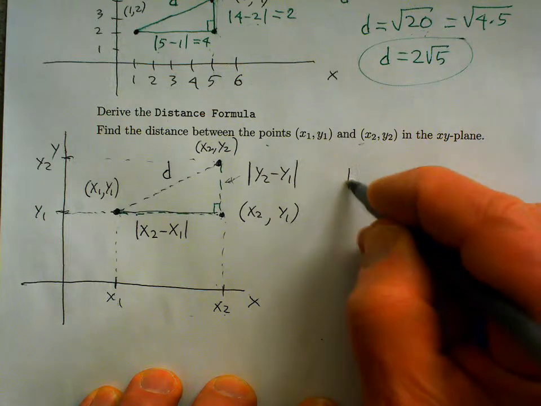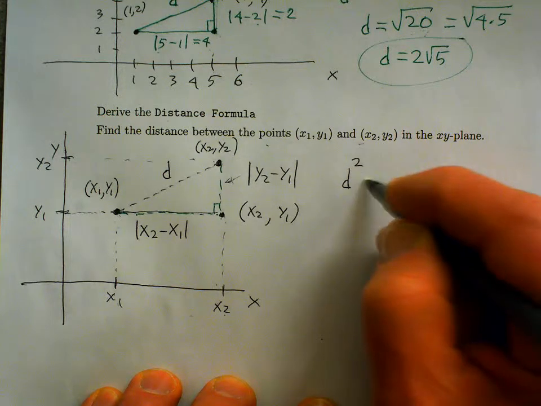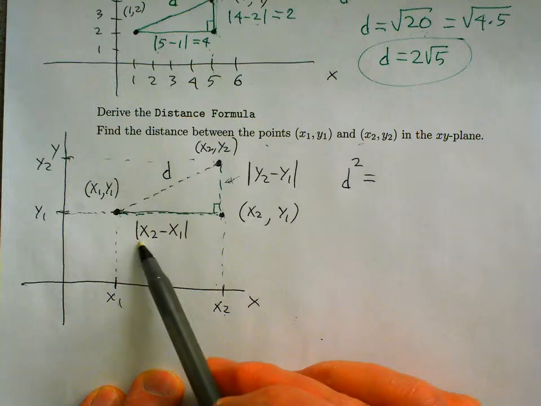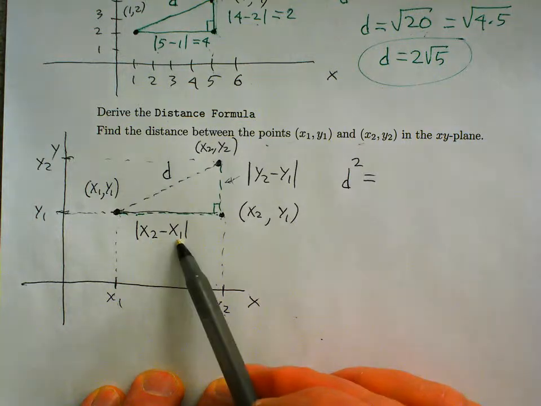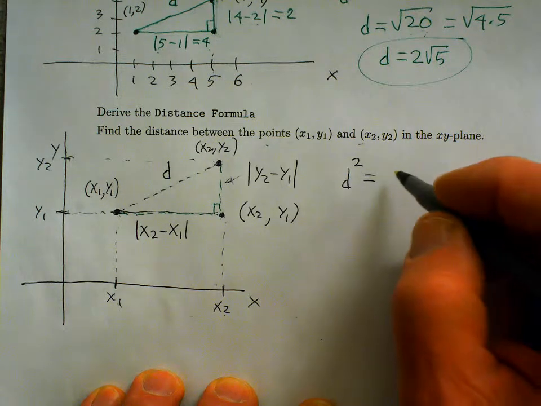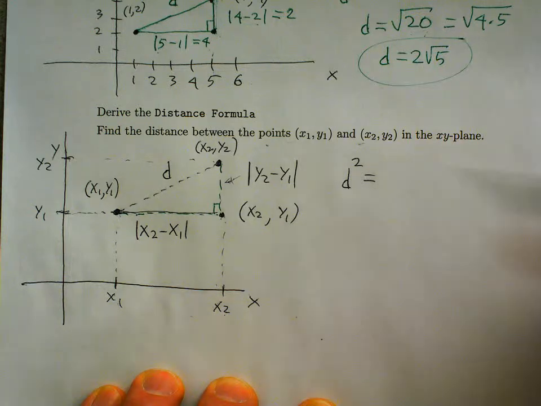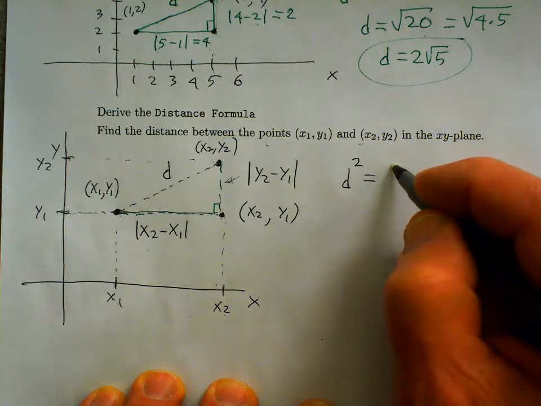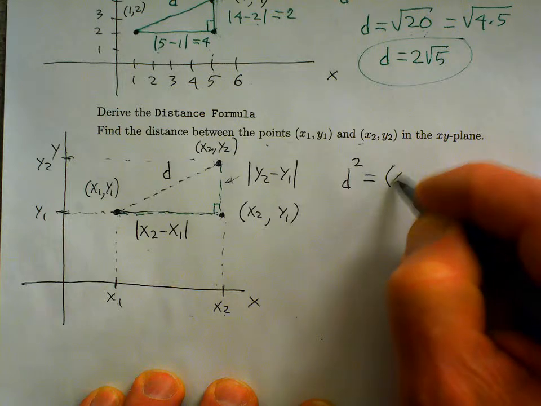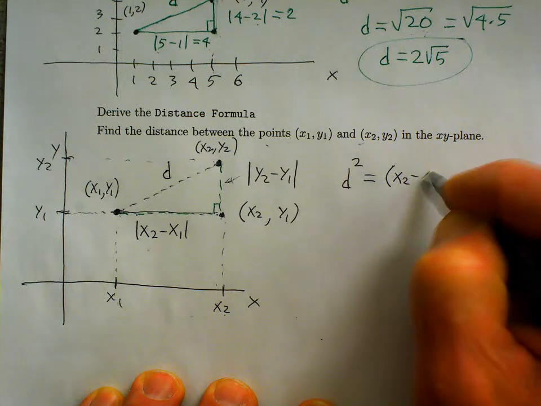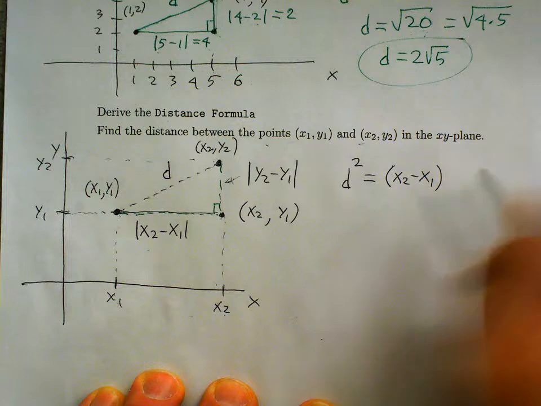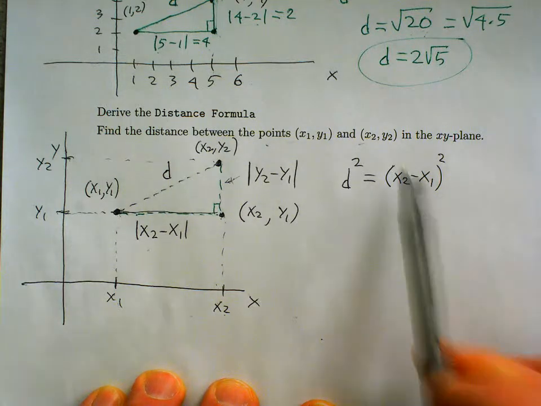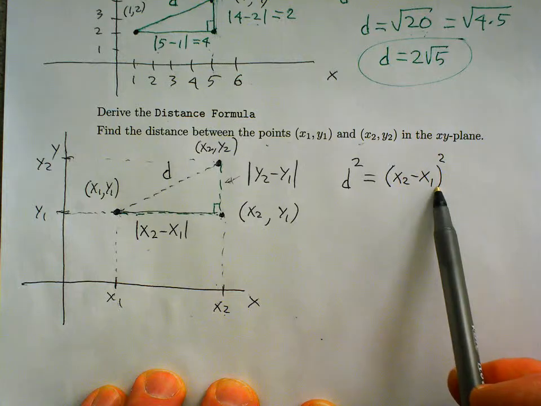So we square the hypotenuse, d squared, and that's equal to the square of the absolute value of x2 minus x1. Since we're squaring the absolute value of x2 minus x1, we don't need the absolute value symbols, because even if x2 minus x1 is negative, when you square it, it becomes positive. So we're going to go ahead and remove the absolute values.